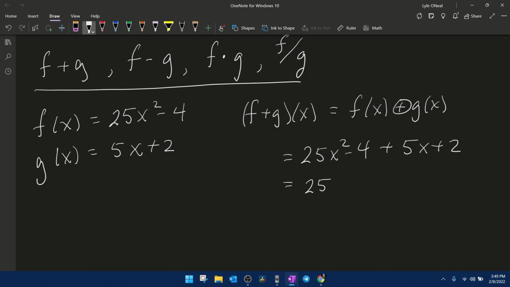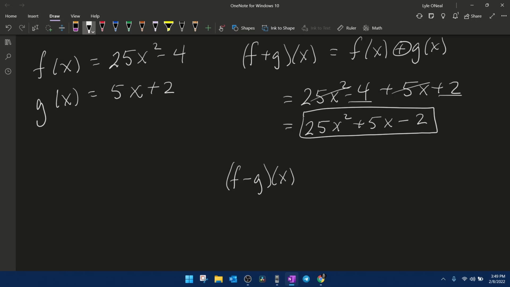So I've got a 25x squared, he's one of a kind. I've got a plus 5x, he doesn't have any like terms to go with. But I've got a minus 4 and a plus 2. If I combine those, negative 4 plus 2 gives me minus 2. And that is the answer for f plus g of x.